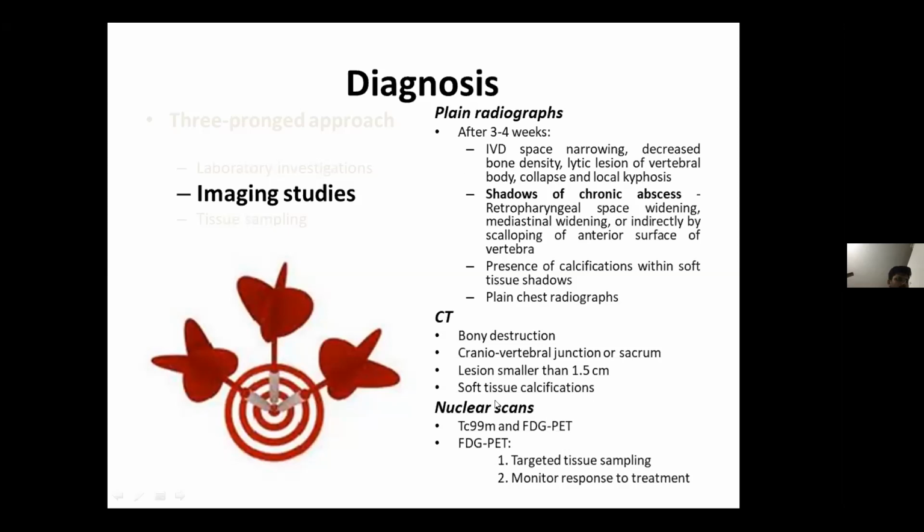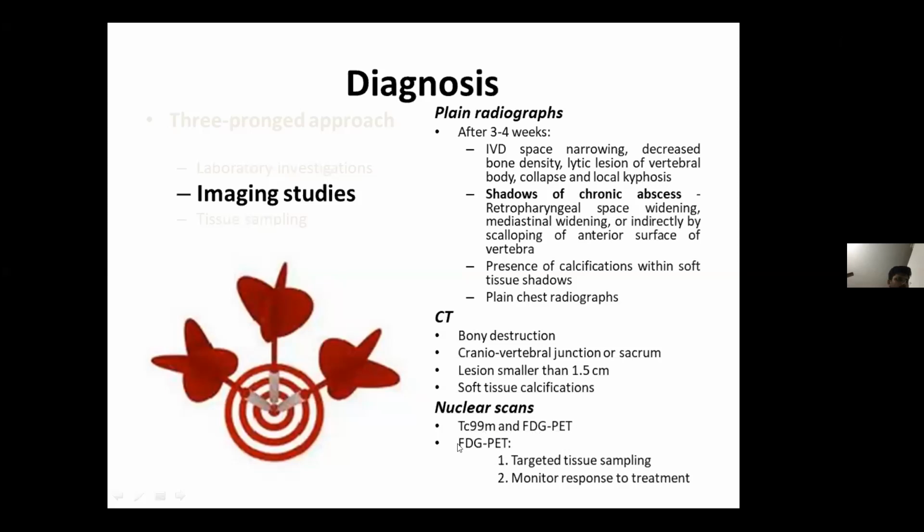They are much better seen here in the abscesses, which can help with the diagnosis. And very small lesions in the bone can be better seen obviously with the CT than plain radiographs. The nuclear scans have been described in the literature. Technetium-99m bone scan and FDG PET have been well described.